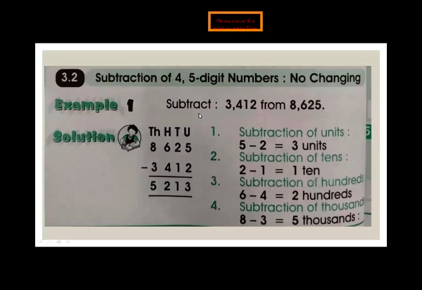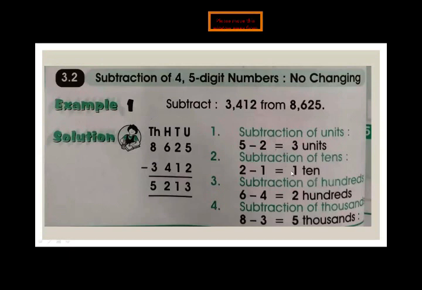This is the horizontal form, but you need to subtract, so you write it in vertical form. So first of all, what do you write? The bigger number. You see 8,625 is bigger than 3,412, and 'from' means to subtract this from this. So you write first of all 8,625, then 3,412. Now again, starting from units, in the units place you see 5 minus 2. 5 is greater than 2, easily subtract. 5 minus 2 is equal to 3 units. Now come to tens place, 2 and 1.